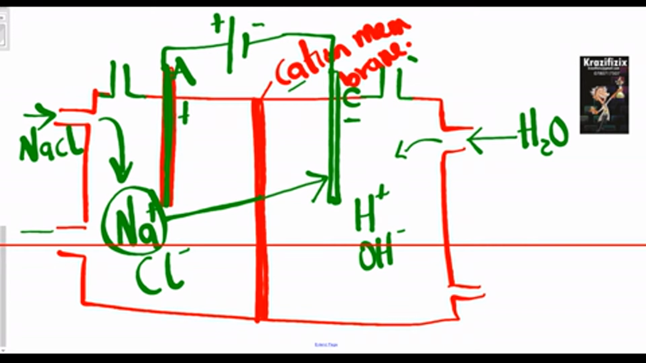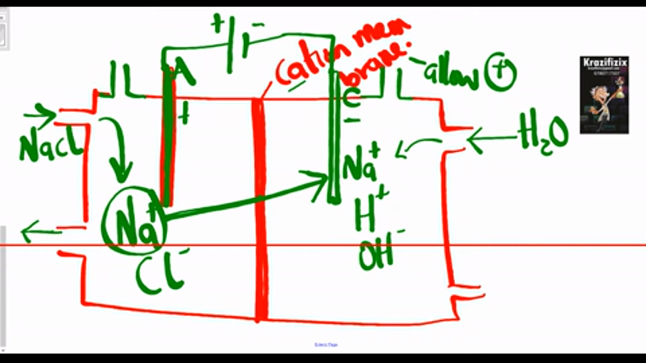Why do we call this a cationic membrane? It only allows positive ions, cations, to pass through. So the chloride ions are not going to be given a chance to go through, rather only the positive sodium ions. So they would find their way here, and then we have this. Is that okay? So we have that on that side.